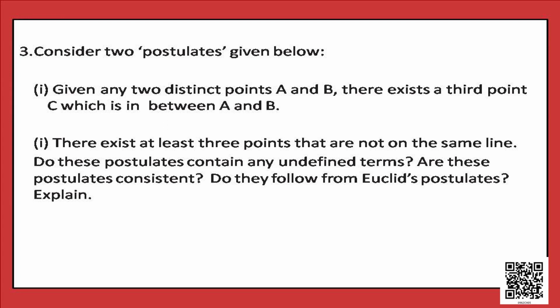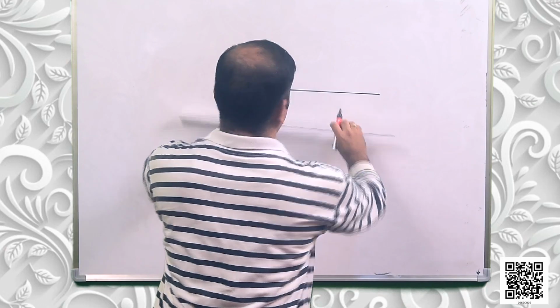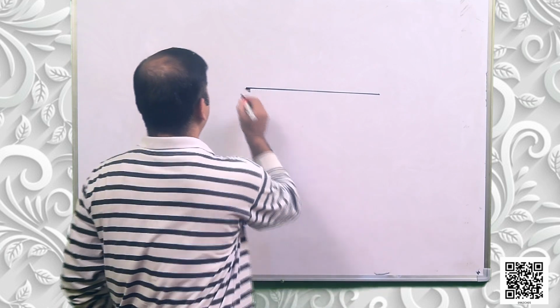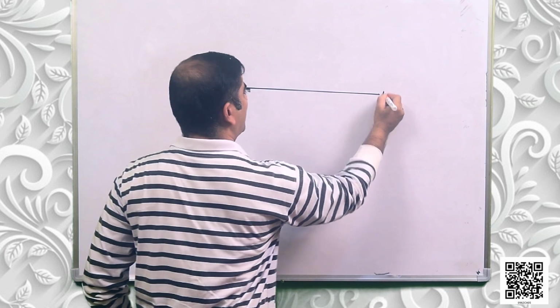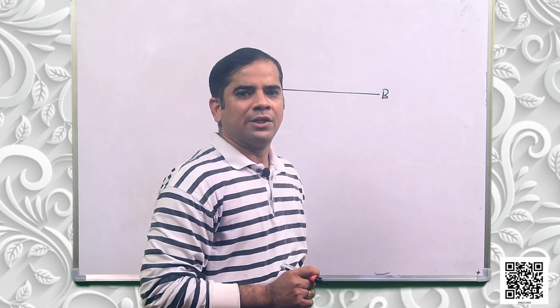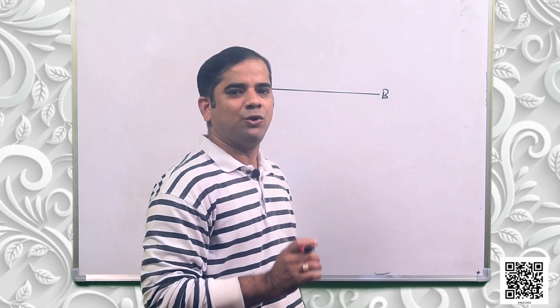Okay? So students, let us discuss question number 3. It says that consider 2 postulates given below. First one, given any 2 distinct points A and B, there exists a third point C which is in between A and B. What it says? So it says given any 2 distinct points A and B. Suppose this is point A and this is point B, and if I join those 2 points, I get a line segment AB. There exists a third point C which is in between A and B.